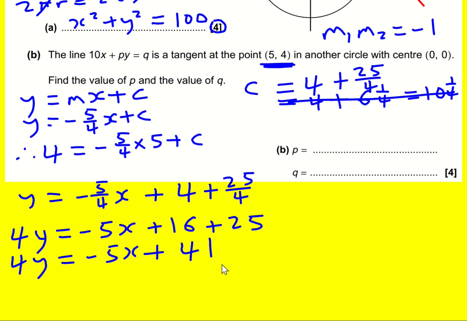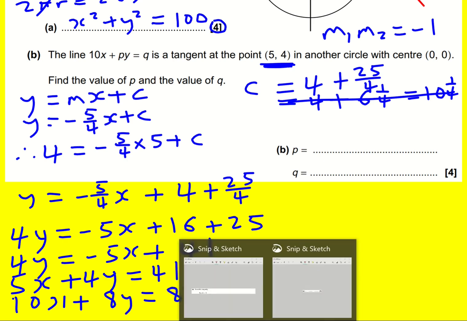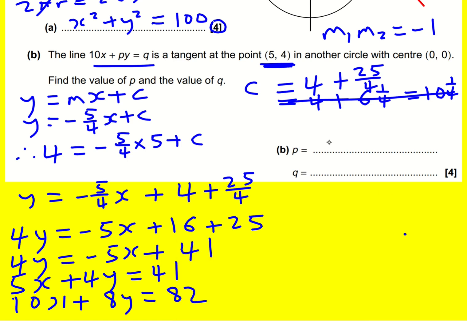Now in the final answer, they've got a 10x. So I need to, first of all, add the 5x on. Okay, let's take it step by step. 5x plus 4y is equal to 41. And I'm nearly there now. I need to multiply through by 2. So we've got 10x plus 8y is going to equal 82. And I've got it in the form that was required. So p is going to equal 8 and q is going to equal 82.